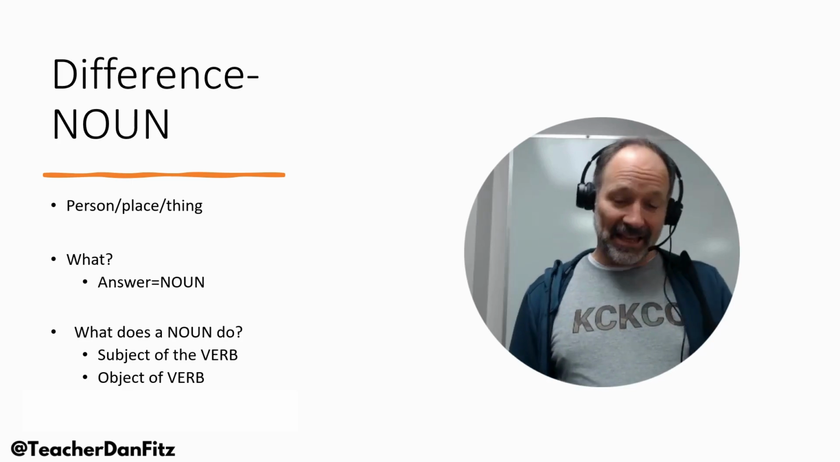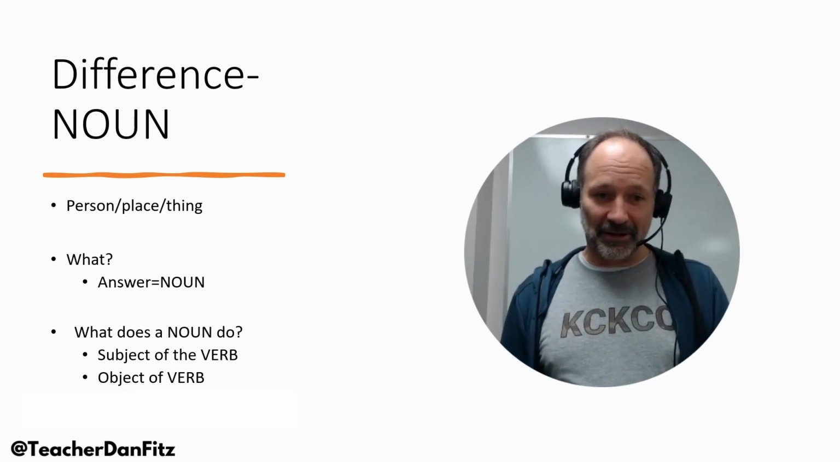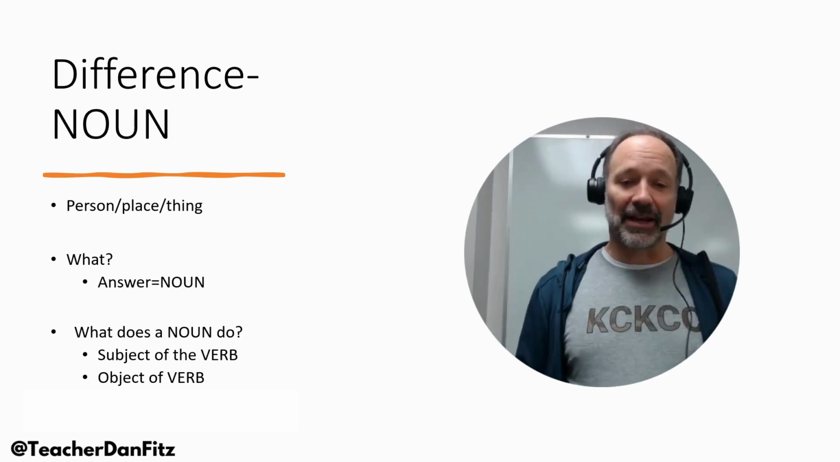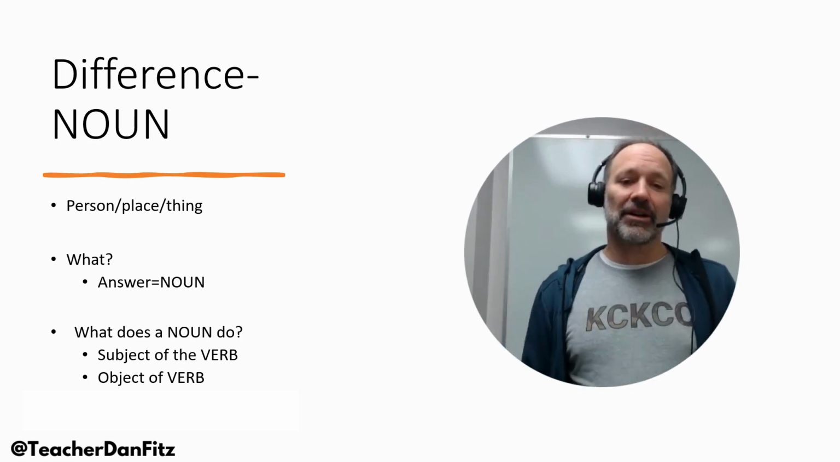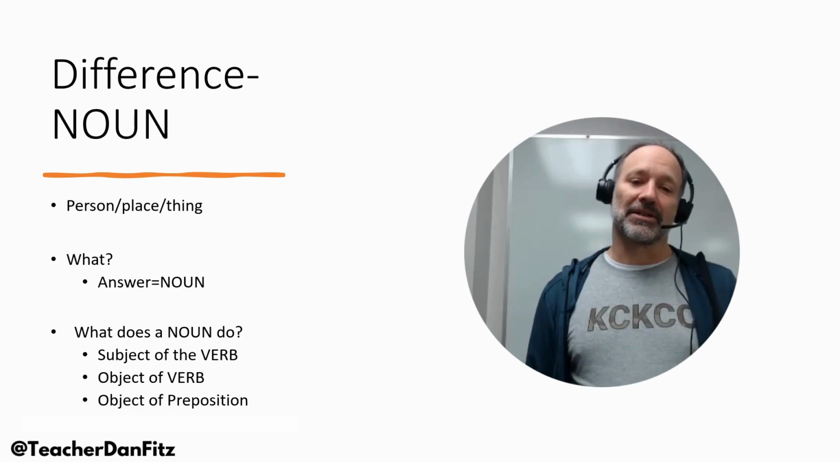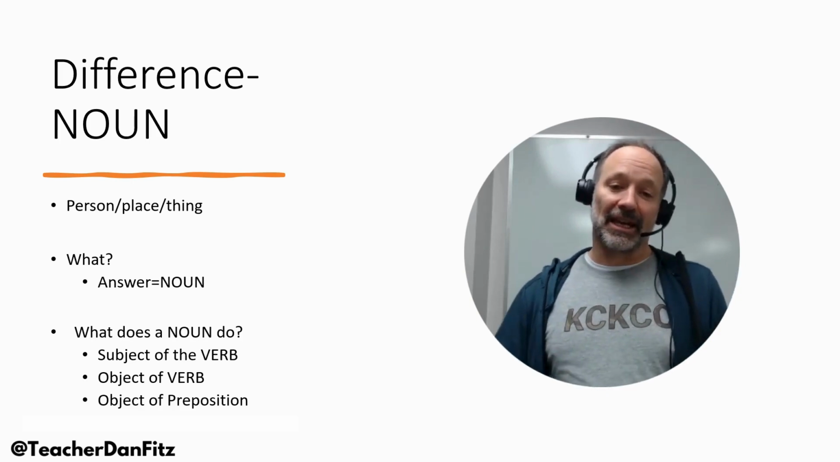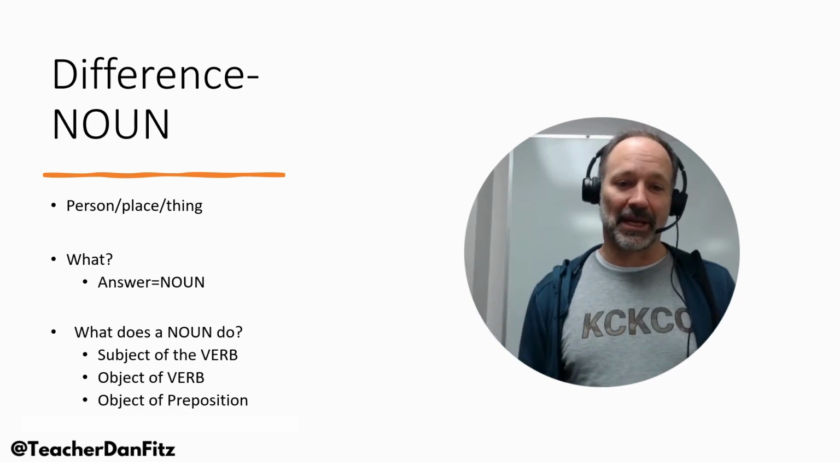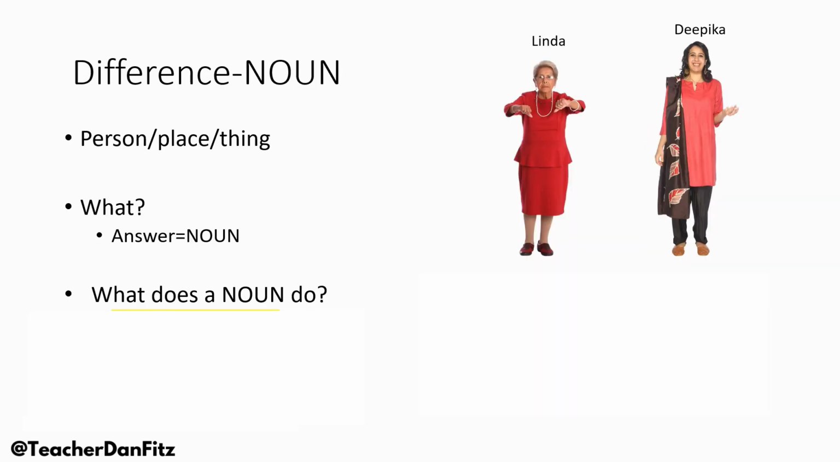So if you say the subject and then the verb and ask who or what, that's going to be a noun as the object of the verb. Could also be the object of the preposition. Like if I have the preposition in and I say in what, the answer to that question is going to be a noun.